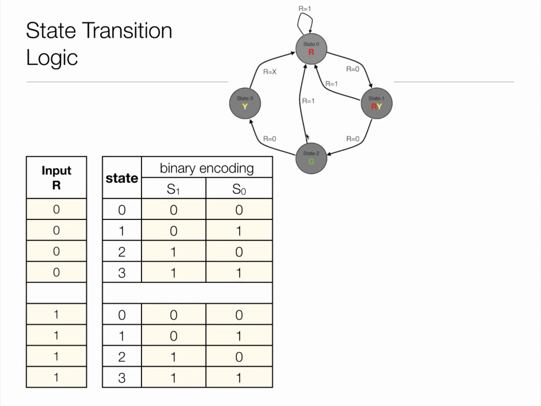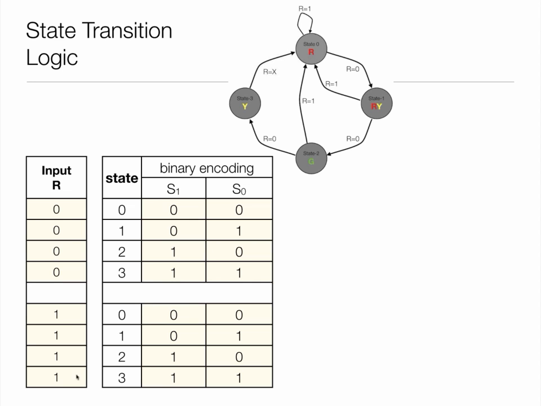So we need to encode these states, and we're going to encode them in binary if we're going to build it ourselves. And you might do it like this. So this is your current state. There are 4 states, so we need 2 bits, 0, 1, 2, and 3.